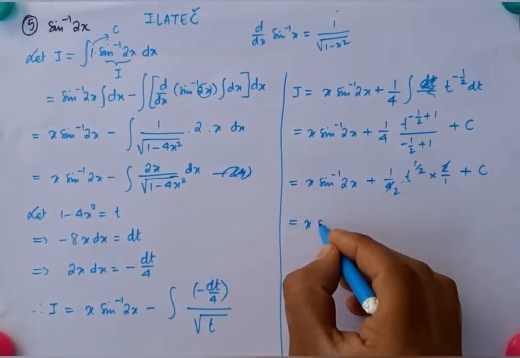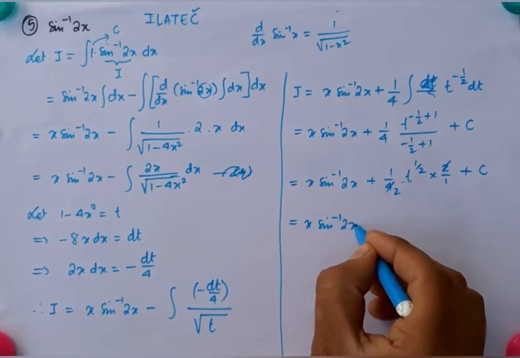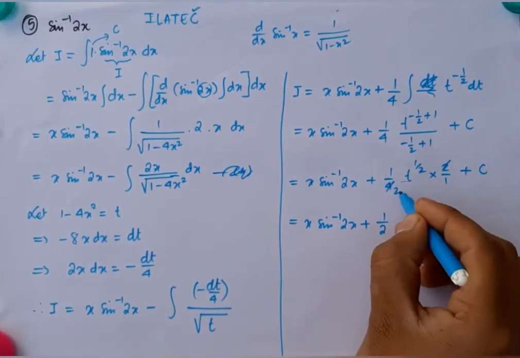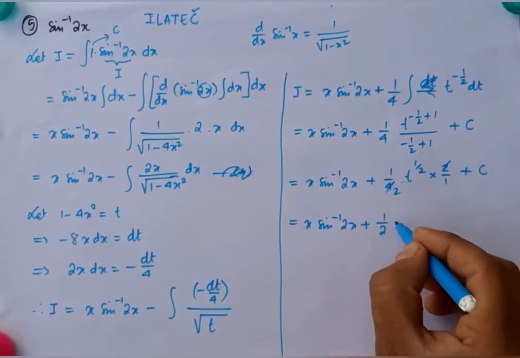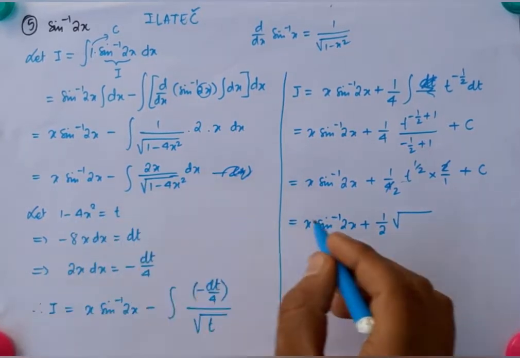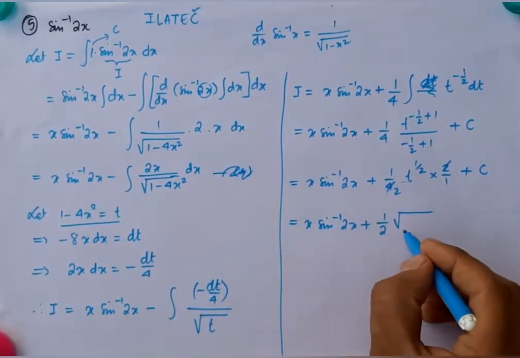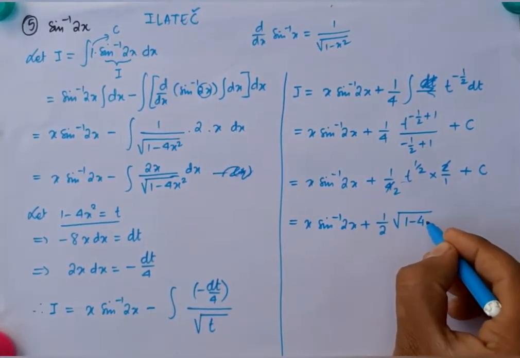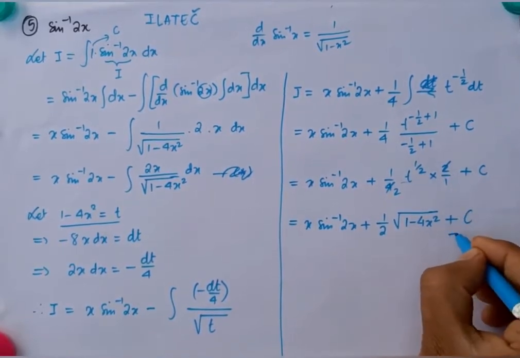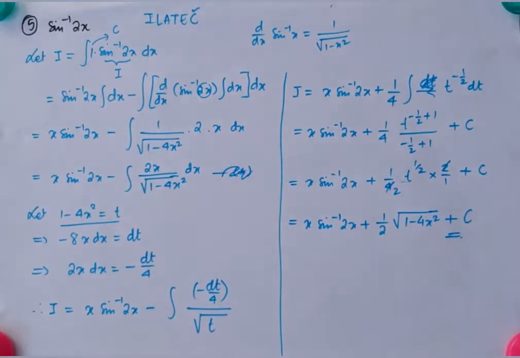So this is x sine inverse 2x plus, now what is left? Half is there, and square root of t is there, right? So the square root of t, and what is t actually? T is this one. See here, t is this one. So instead of t I am writing 1 minus 4x square. Now is there anything left? No, only c is left. So this is my answer for this particular question. You may pause the video and note it down.